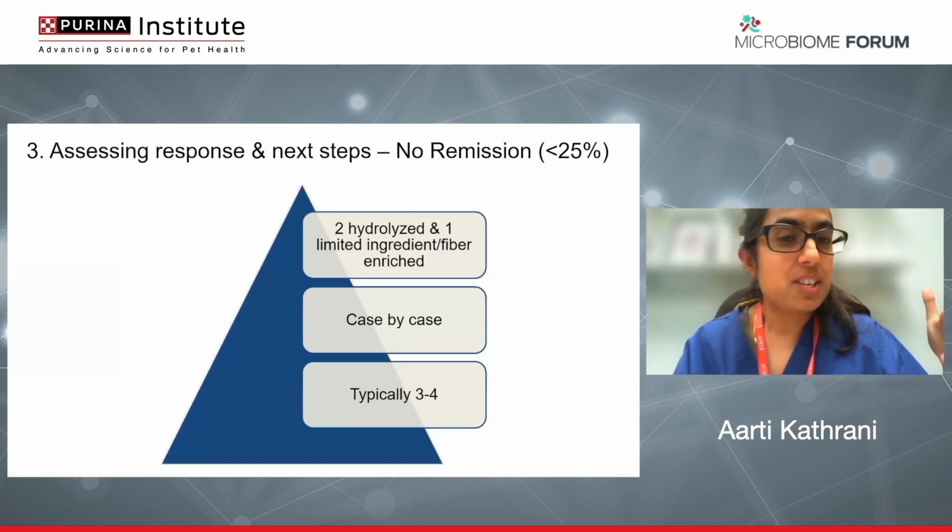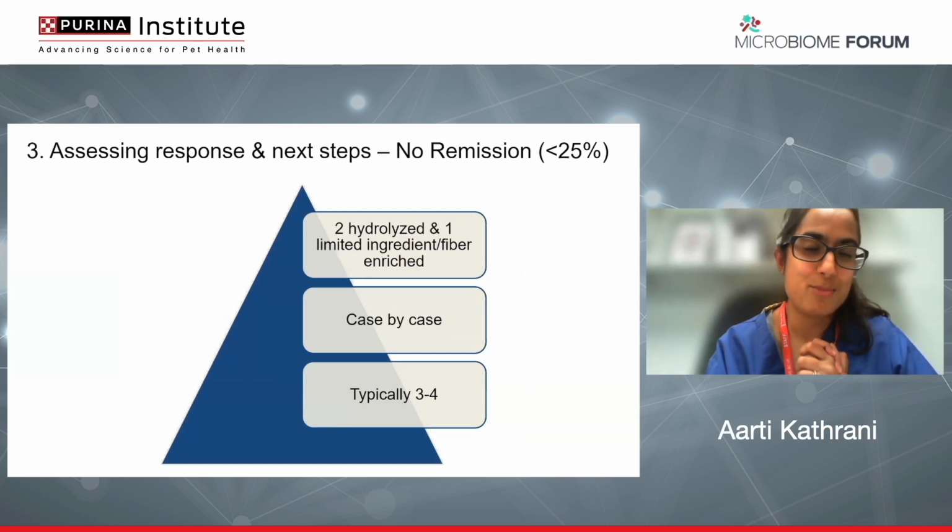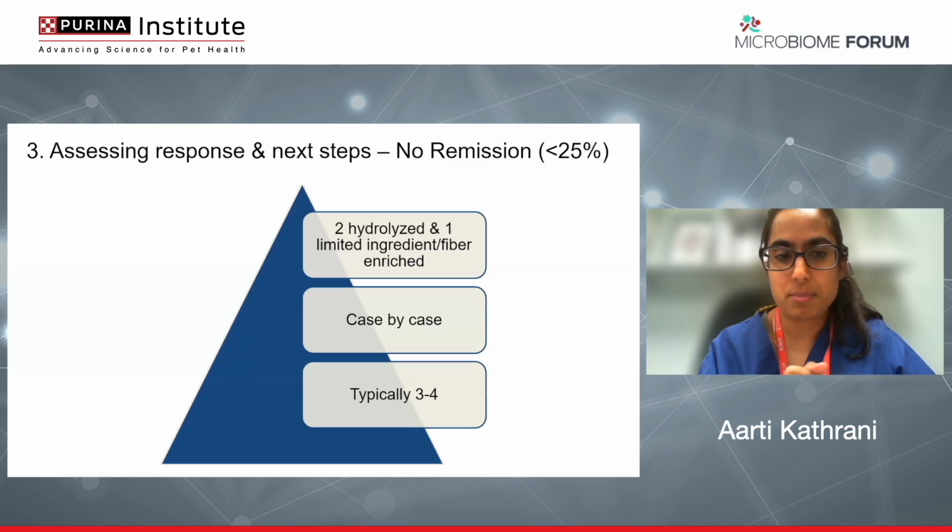And then we have this scenario where there's no remission, which is frustrating. And the question I commonly get asked is, how many diet trials should I try before I say this is not food responsive, or before I move on to endoscopy biopsy if we haven't performed that, or we move on to prednisolone or steroids?